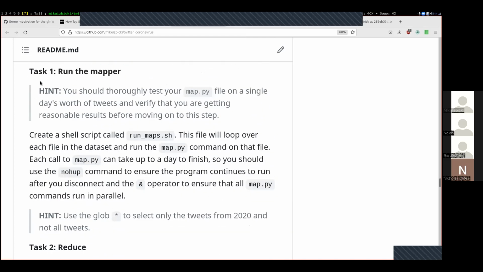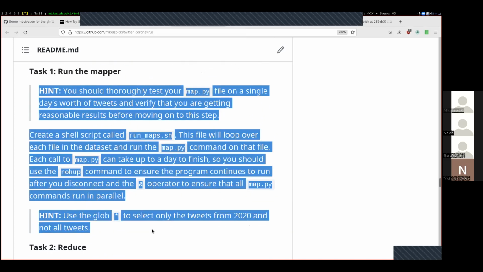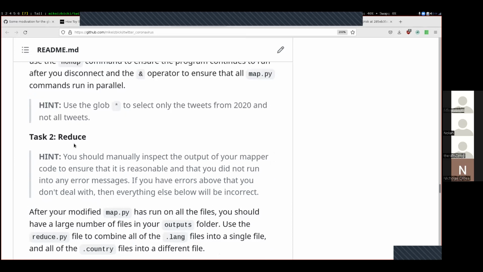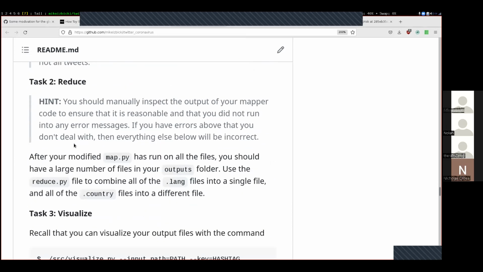So this will be the main part that takes a long time to run. After you've completed this task here, there's a little bit more coding work to do, but the bottleneck there will just be how fast you can code.